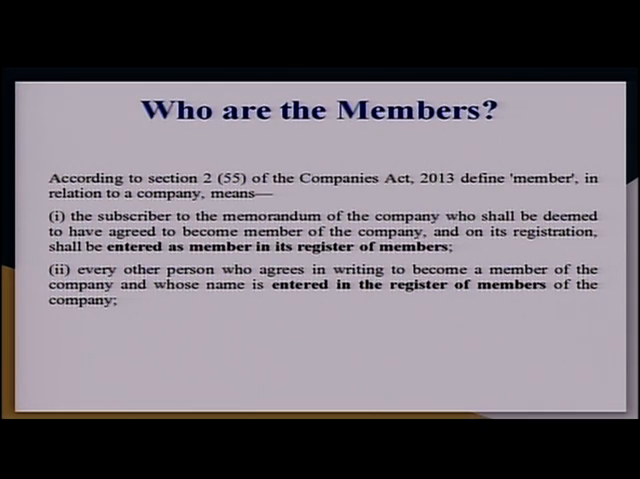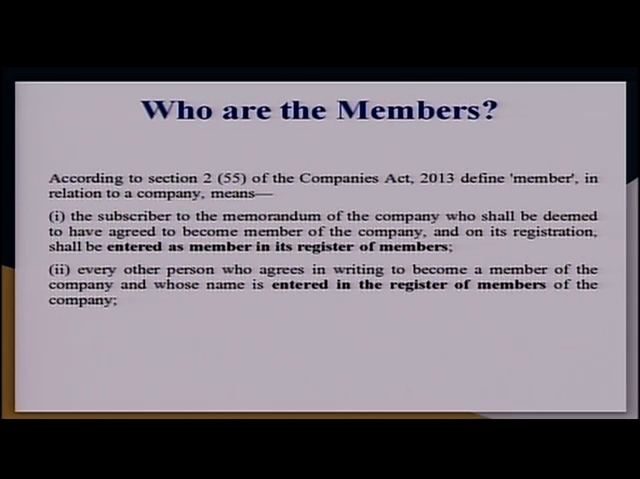The moment you incorporate the company, the moment you decide to float a company, the moment you become a promoter of a company by subscribing to the memorandum and articles of association at the time of incorporation, one person can become a member. See, if today I want to become a member or shareholder of any company, what are the various ways by which I can become a member? One, I can float my own company, I will incorporate my company by which I'll become a member. Secondly, I can buy shares from the market.